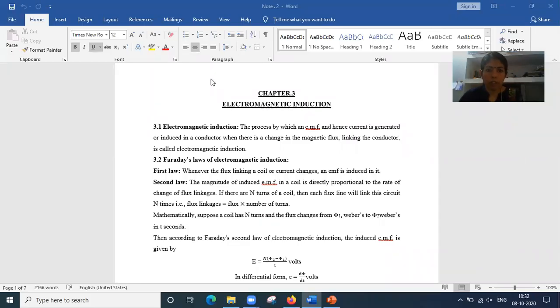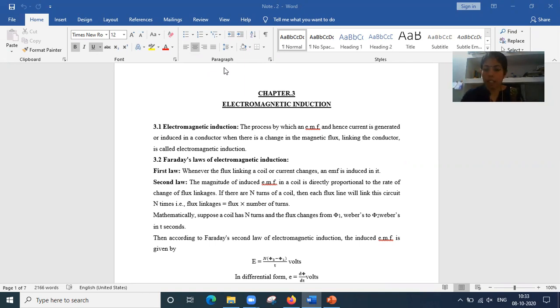Good morning. We are going to study electromagnetic induction. Electromagnetic induction means the process by which an EMF, and hence current, is generated or induced in a conductor when there is a change in magnetic flux linking the conductor.